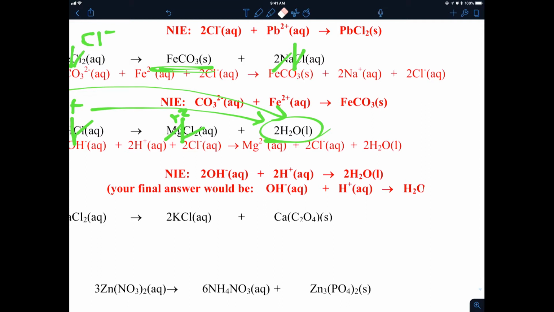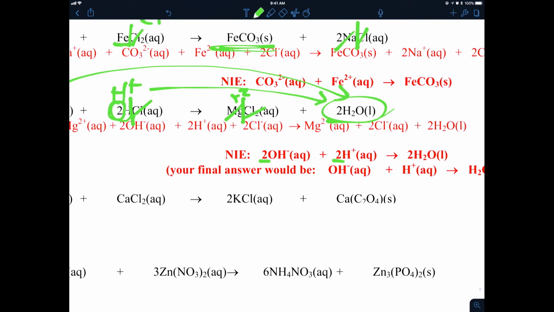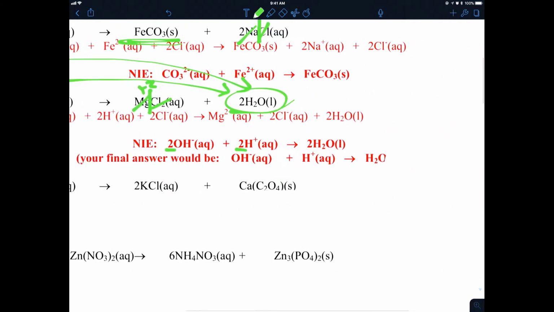And again, just make sure that you balance your equations, which I did not do at the end right there. Make sure you balance your equations to make sure that they all work out, because we did have 2H2O here, or we had 2OH there. We have 2H there. They can't just disappear. So make sure that you have the right amount. Of course, however, your final answer right here is OH minus plus H plus goes to H2O.